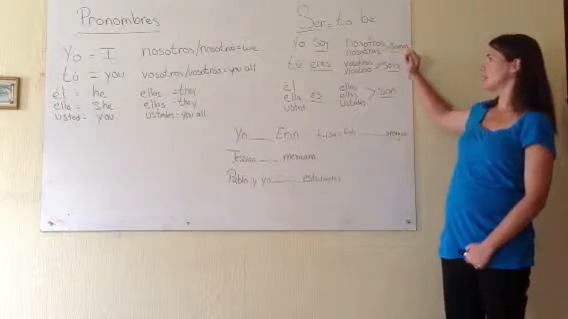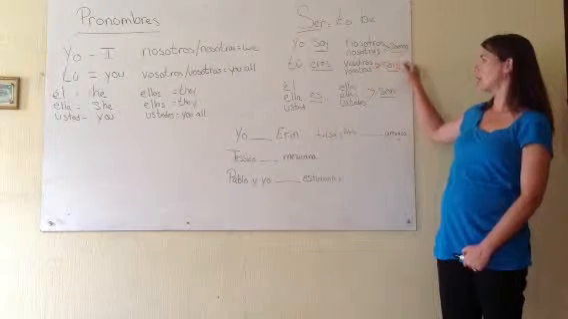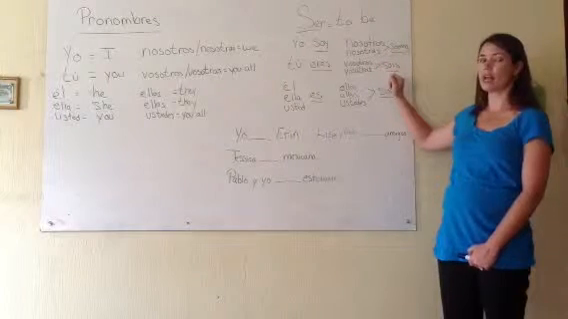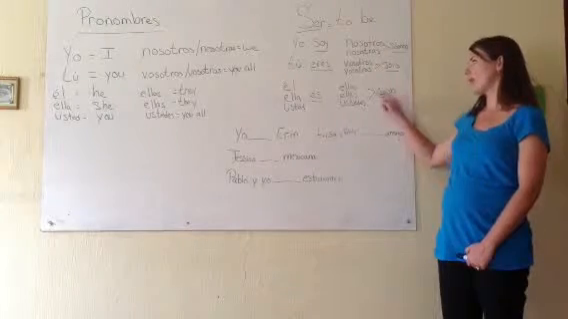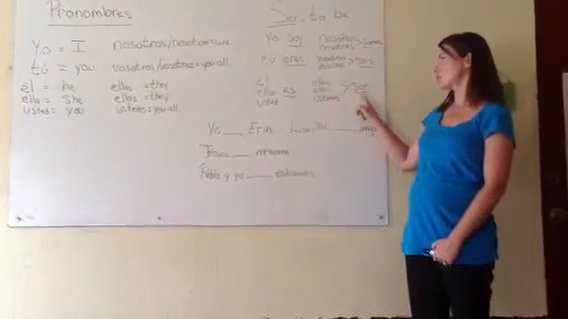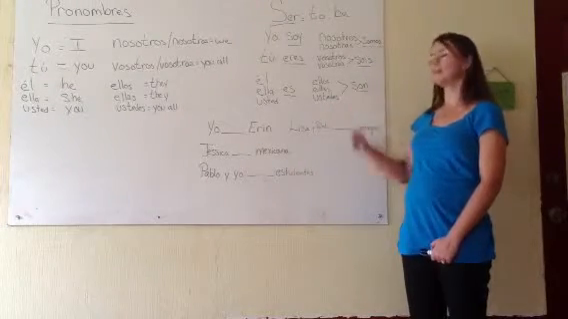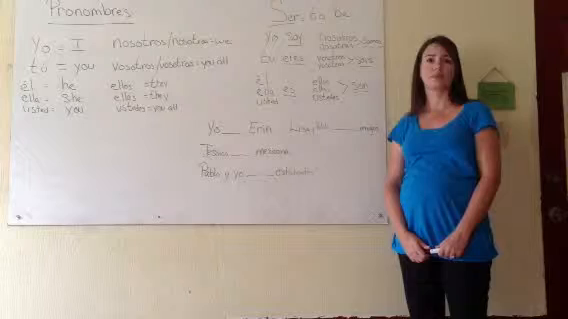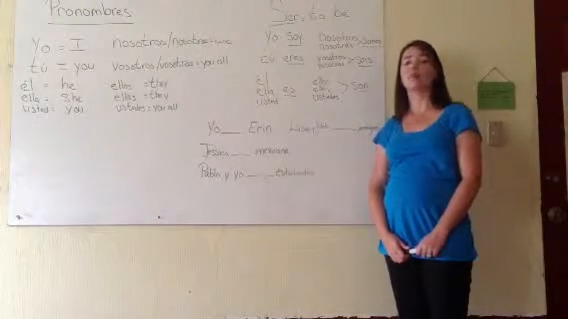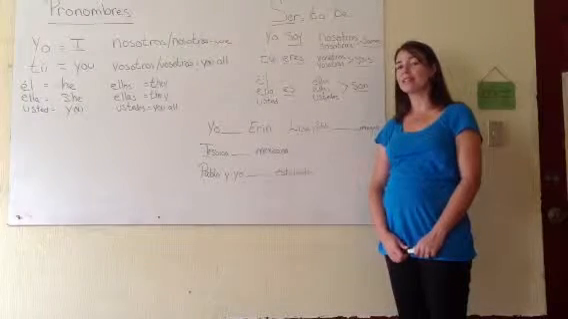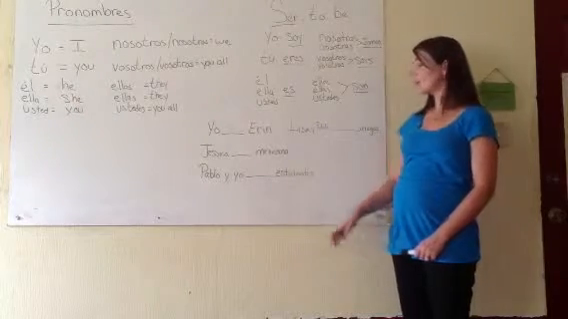Nosotros and nosotras, ser becomes somos, which is we are. Vosotros and vosotras, ser becomes sois, which means you all are. Ellos and ellas, son, means they are. And ustedes son means you all are. For your quiz this week, and the activities in the book or your workbook, or at the companion website, you will have sentences and you'll be asked to change the verb ser to the correct form.